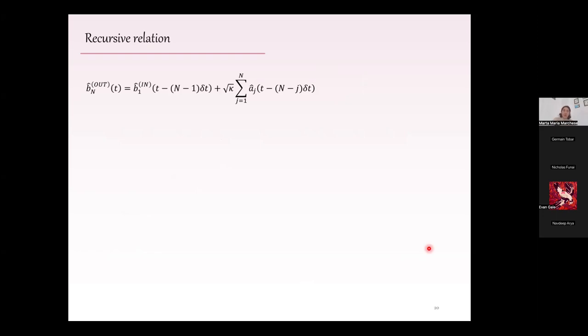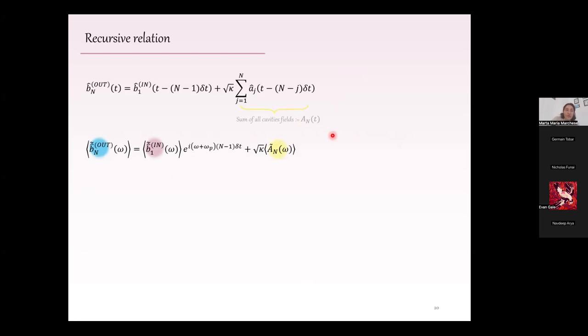So this was the output field I gave you at the beginning in terms of the input field plus a sum of all the fields in the different cavities. Now, we want to go to the frequency domain because eventually we would like to do spectral measurements. And it will be analogous to the time expression. And we have the output field here, the input field, and a bunch of cavity fields.